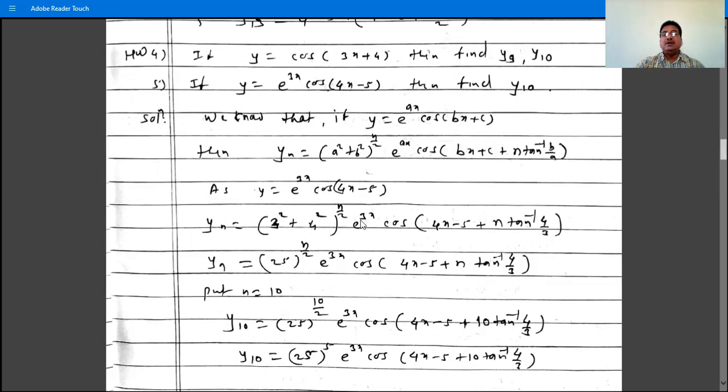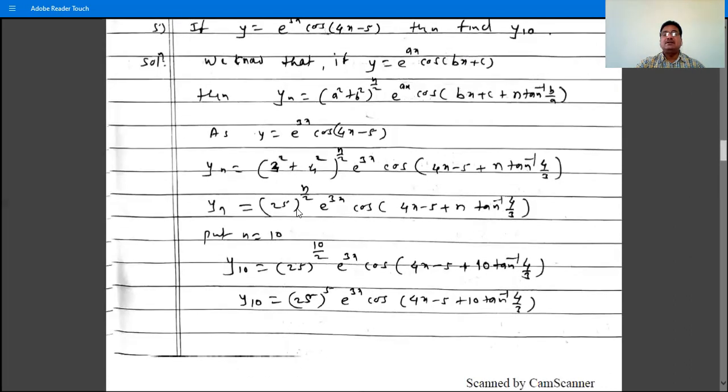Raised to n by 2, e raised to 3x cos 4x minus 5, bx plus c means 4x minus 5, plus n tan inverse b by a. B is 4 and a is 3. So we have the answer: 3 square 9, 4 square 16, 9 and 16, 25 raised to n by 2, e raised to 3x cos 4x minus 5 plus n tan inverse 4 by 3.